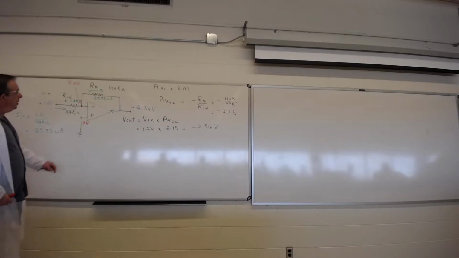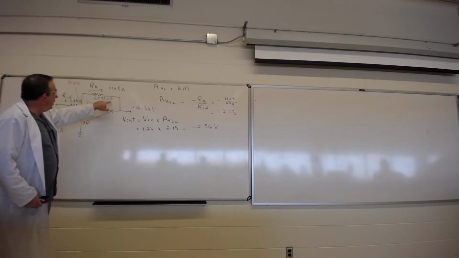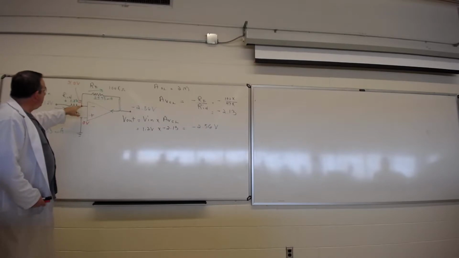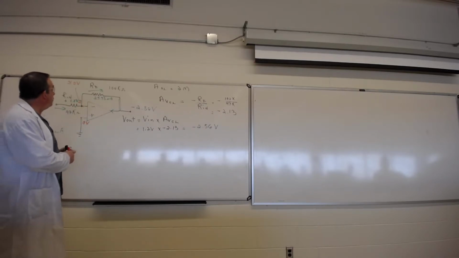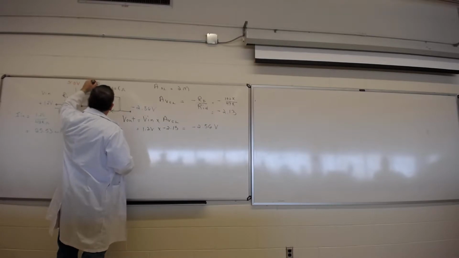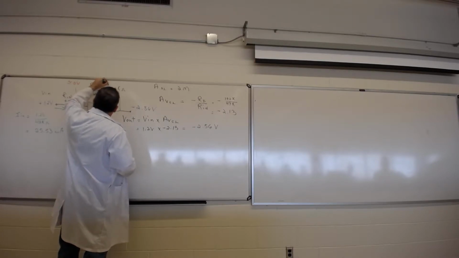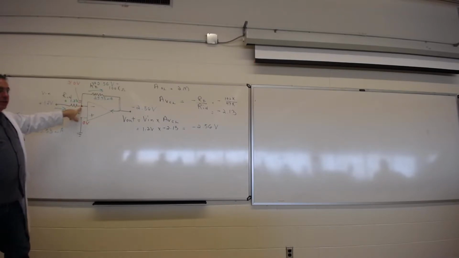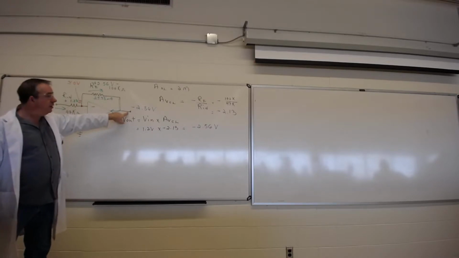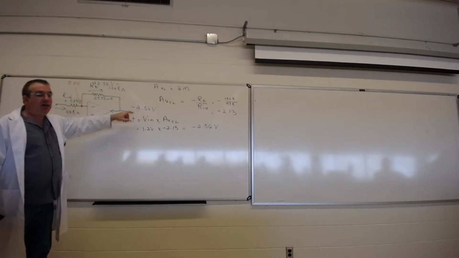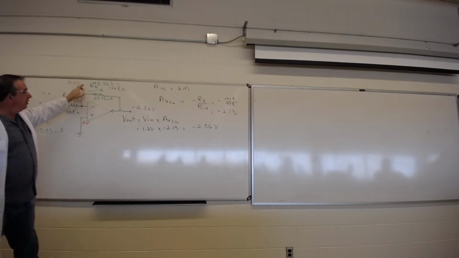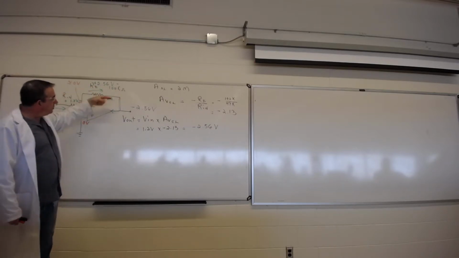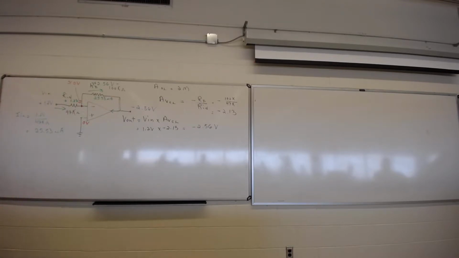So since I've got 25.53 microamps, I can figure out a voltage drop, which is about 2.56 volts, positive, negative. And it makes a lot of sense. Because on one side of the resistor, I have almost 0 volts. On the other side of the resistor, I've got negative 2.56. The potential on this side is higher than the potential on this side, so current flows that way. So everything balances itself out.